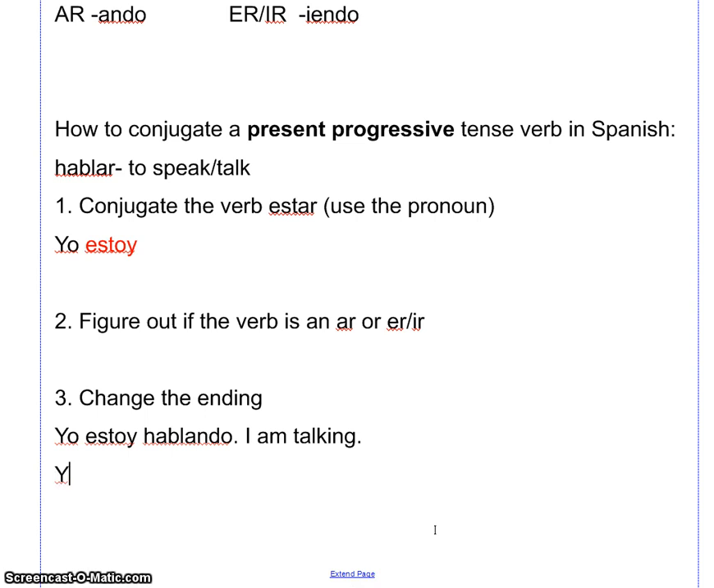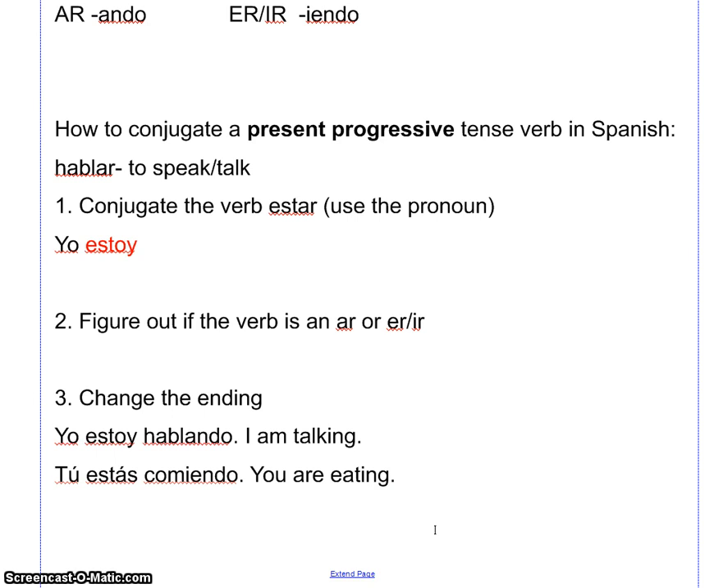Okay, so let's put tú, let's say you are eating. Tú estás. Okay, we have comer, as the señor says. I'm going to take off the ER and add iendo. Tú estás comiendo. You are eating. Pretty simple, right?